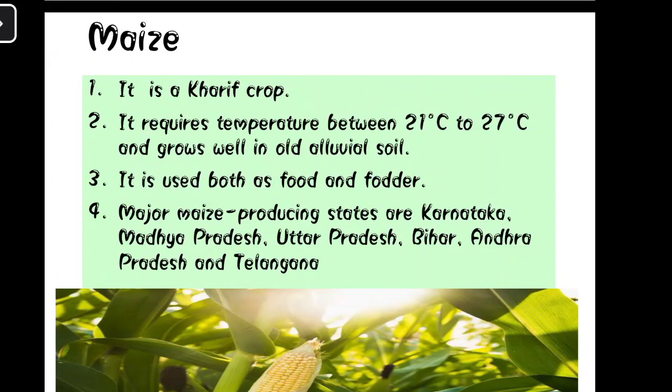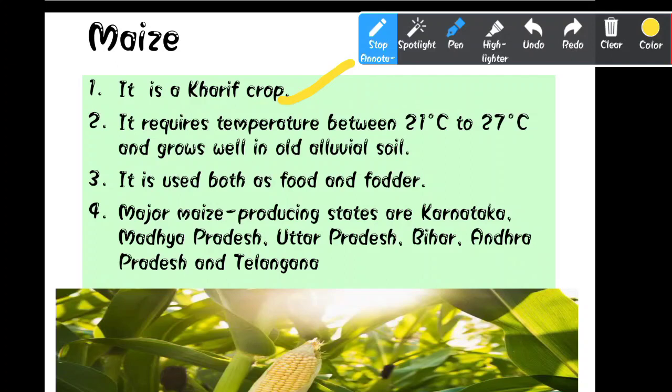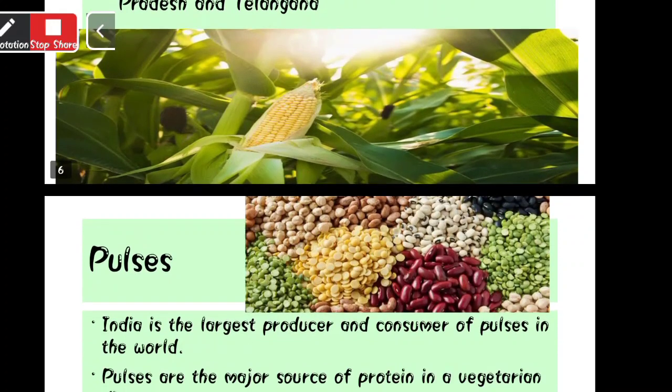The next major crop is maize. Maize is also one of the kharif crops. It requires a temperature between 21 and 27 degrees Celsius and grows well in old alluvial soil. You know that old alluvial soil is available at the foothills of the Himalayas, in the north region of India. It is used both as food and fodder. Major maize producing states are Karnataka, Madhya Pradesh, Uttar Pradesh, Bihar, Andhra Pradesh, and Telangana.